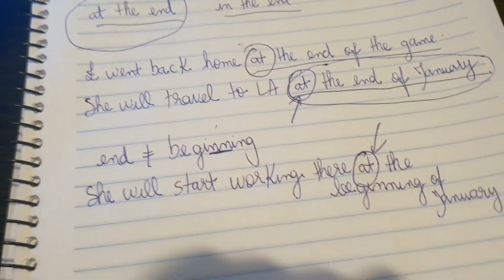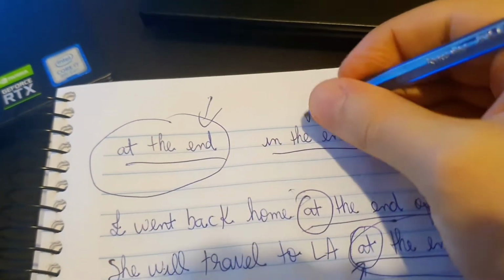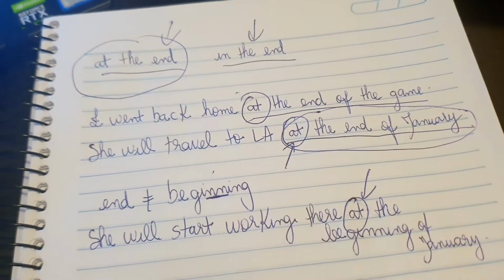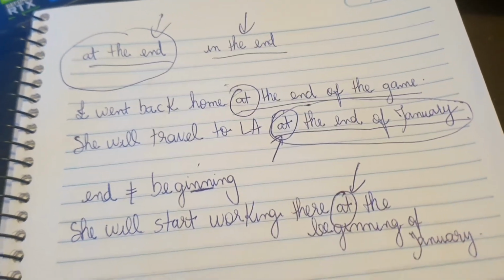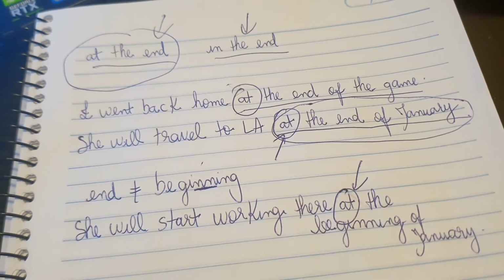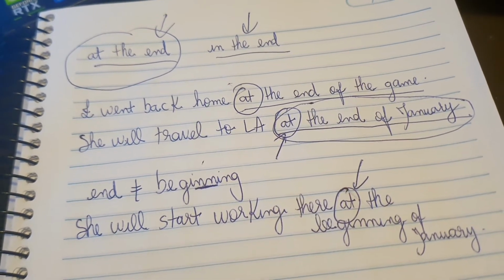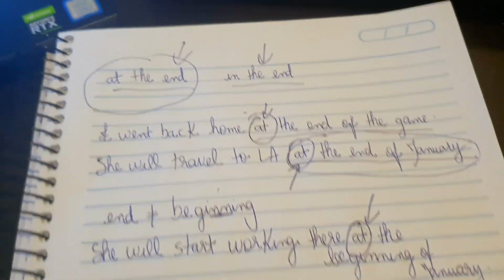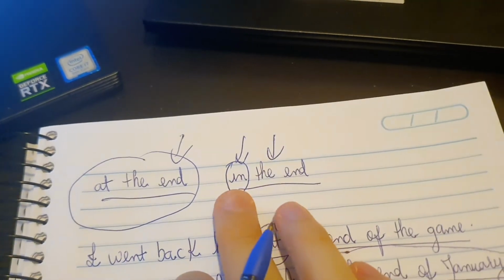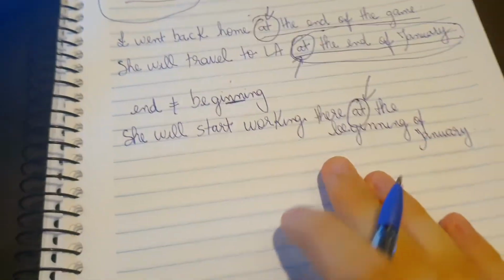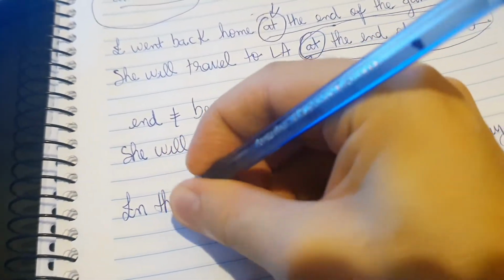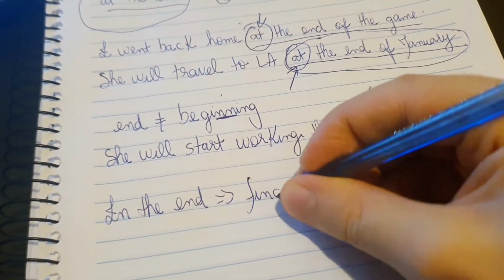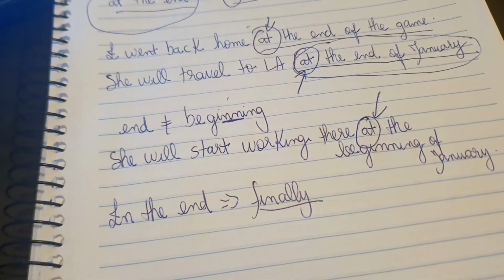Okay, is it possible? Does the expression in the end exist? Yes. But it has a different meaning from the expressions and examples we have been exploring. When you want to express something at the end of something, at a time when something ends, it's only possible to use at. But we also have the expression in the end, but it has a different meaning. It's similar to the meaning of an adverb, and it means finally, when you finally do something.